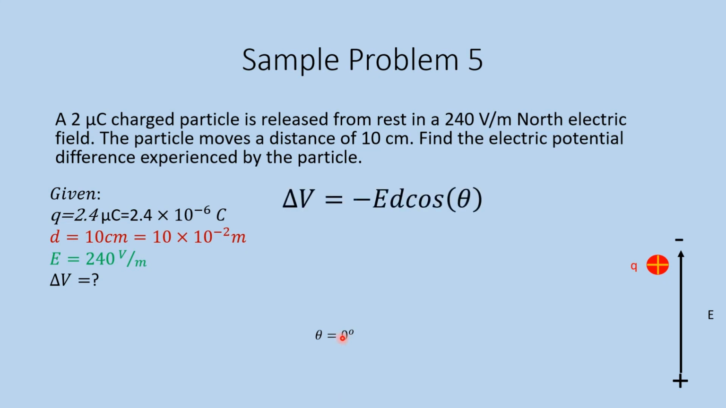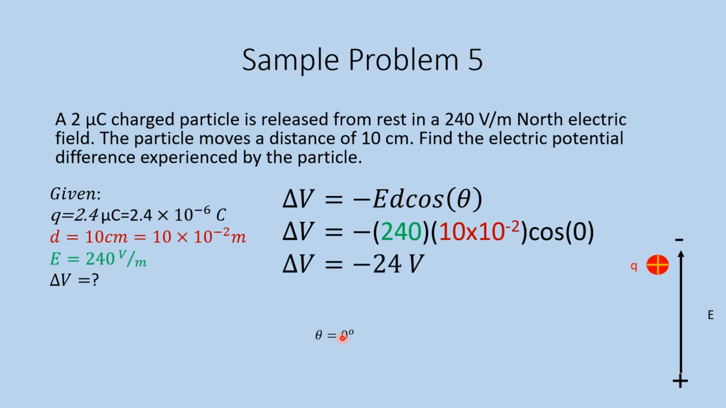We apply the formula delta V equals minus E D cosine theta, then delta V equals minus 240 times 10 times 10 to the power negative 2 times cosine 0, and we get the answer as negative 24 volts. Okay, so is it valid? Yes, actually the particle moved from high potential to low potential, so the electric potential difference should be negative.